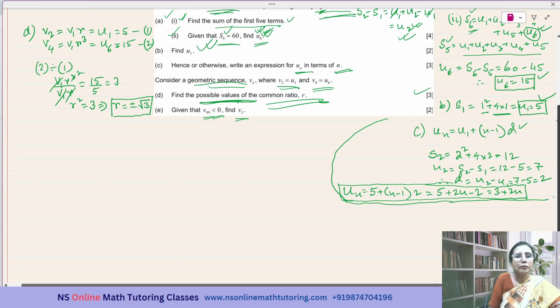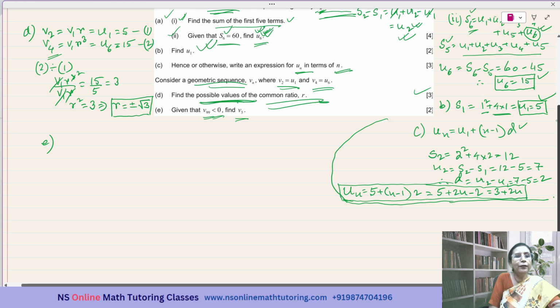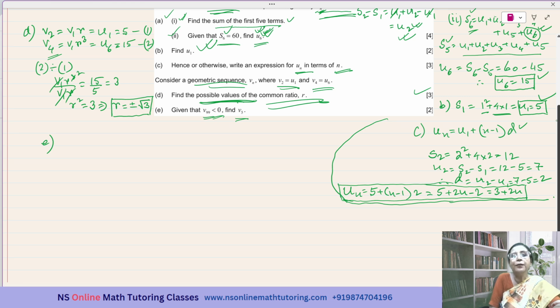So, we are having more than one value for R. Which value of R should we be taking? We do not know what is the value of V1. We know the value of V4. So, if we multiply R with the V4's value, we will be getting V5. That is fair enough. But which value of R should we be taking?